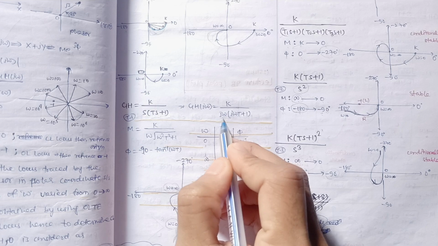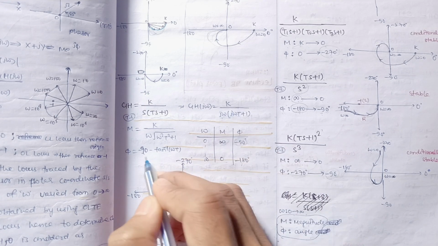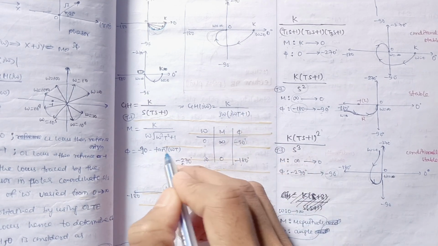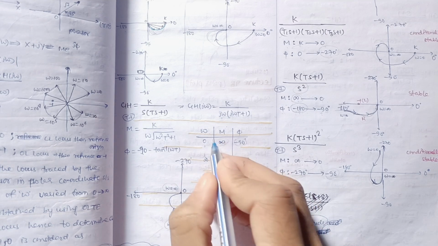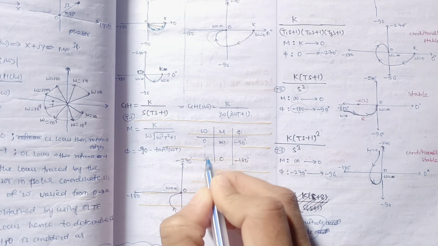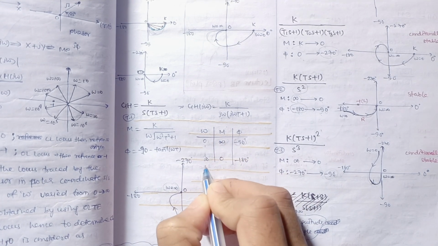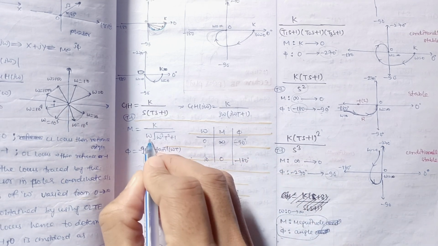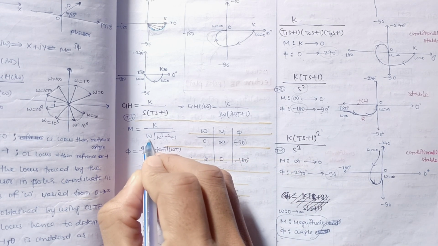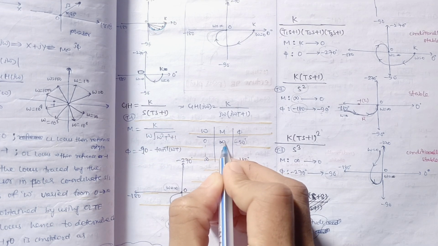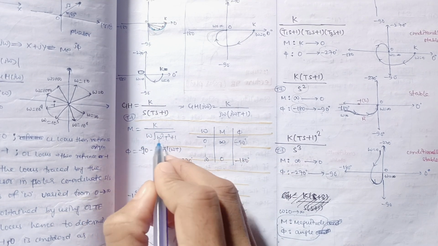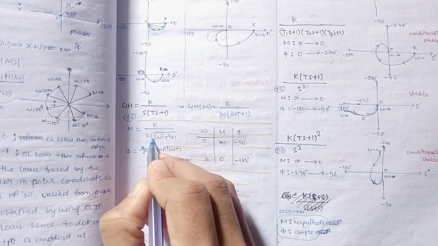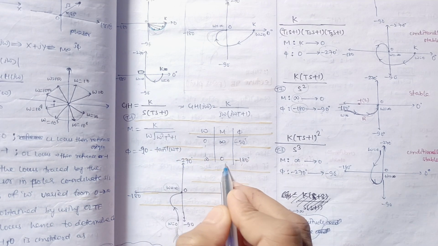The angle is minus 90 degrees minus tan inverse of omega T. Now vary omega: omega equal to 0, omega 1, omega 2, and omega tending to infinity. When you put omega equal to 0, the magnitude will be infinity. When omega equal to infinity, k by infinity is 0.